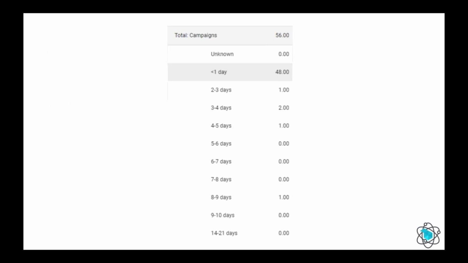On Google Ads, you can simply segment by days, and you get something like that. In these specific campaigns, we got 56. We sold 56 products.